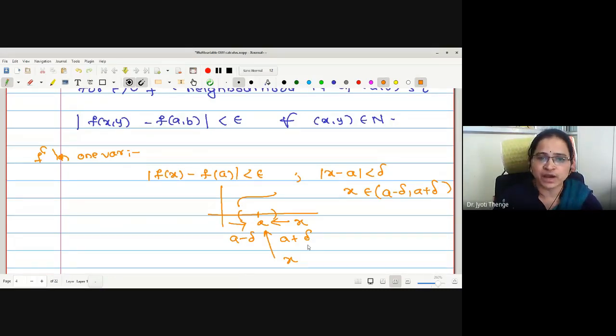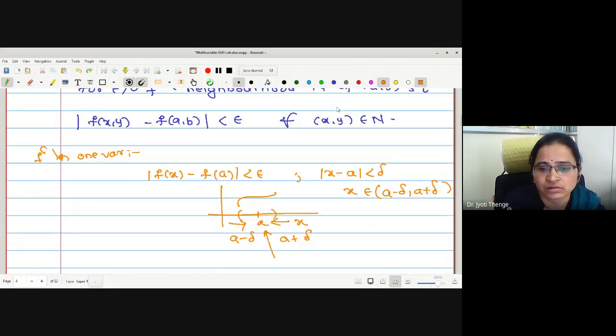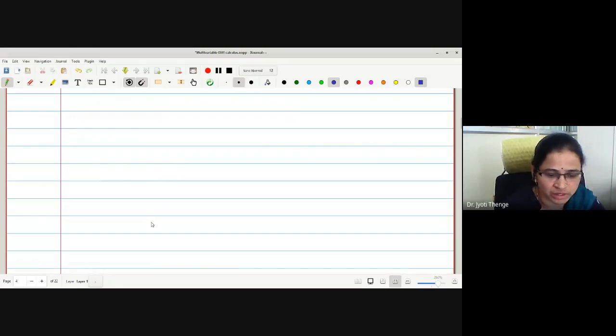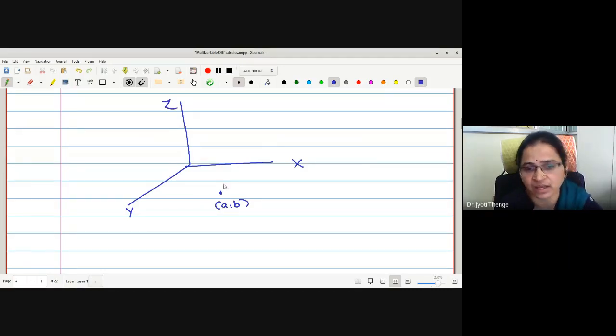But if I want to discuss the same case in the three-dimensional case, then we have to cover all the possible ways to reach this point. Let me show you how this works in three-dimensional space. This is the point (a, b) in the xy plane. This is the function z, whatever your function is. Now, how many ways are there to reach this point (a, b)?